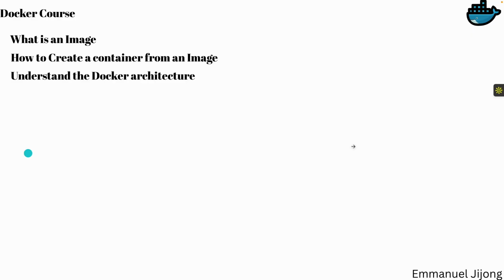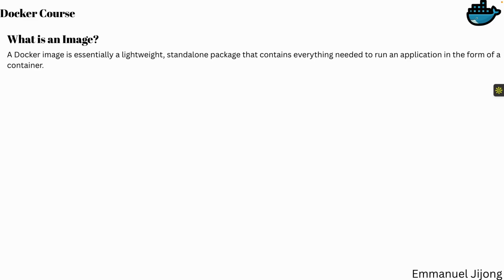So let's start by understanding or defining what an image is. According to this definition, a Docker image is essentially a lightweight standalone package that contains everything needed to run an application in the form of a container. That's kind of what an image is. So I want you to think of an image as a template or a blueprint for creating containers.